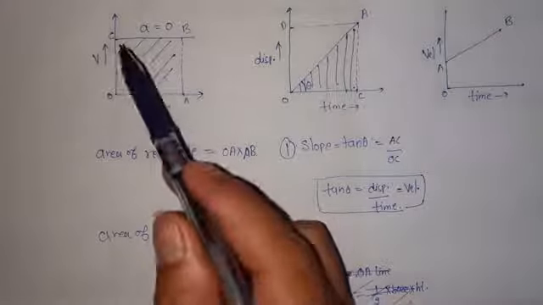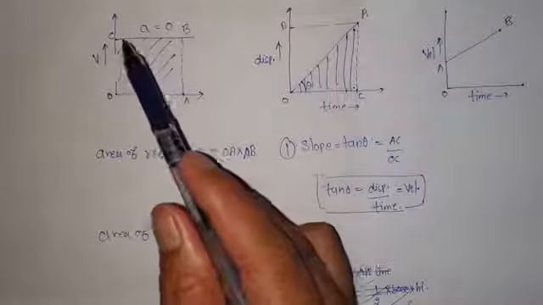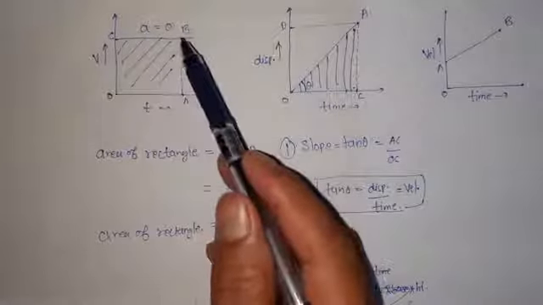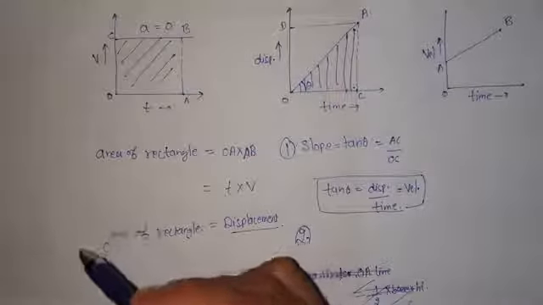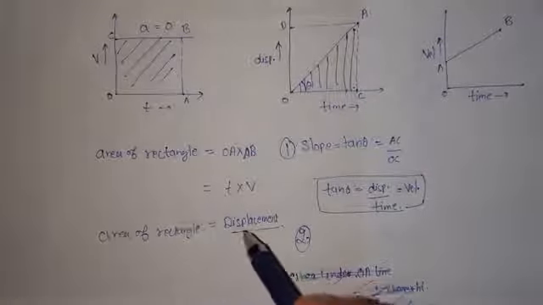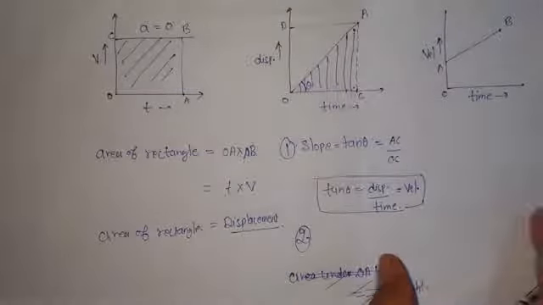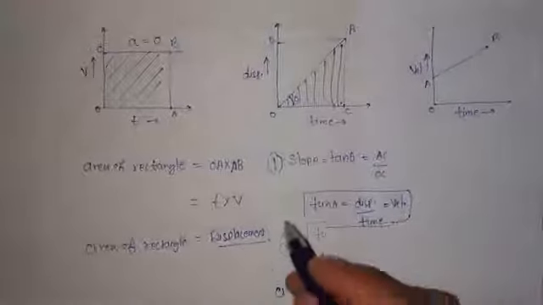It means that for a velocity time graph with a line which is parallel to the time axis, the area under it will help you to calculate displacement. Okay, now let us take over here.